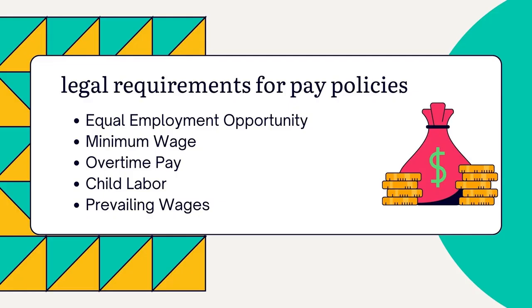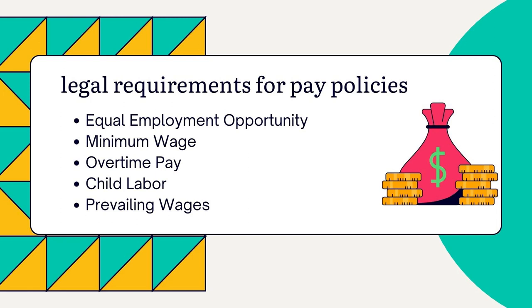So these are legal requirements for pay policy. The first is equal employment opportunity. Employers may not base differences in pay on an employee's age, sex, race, or other protected status. Any differences in pay must instead be tied to such business-related considerations as job responsibility or performance. Job descriptions, job structure, and pay structure can help organizations demonstrate that they are upholding this law.